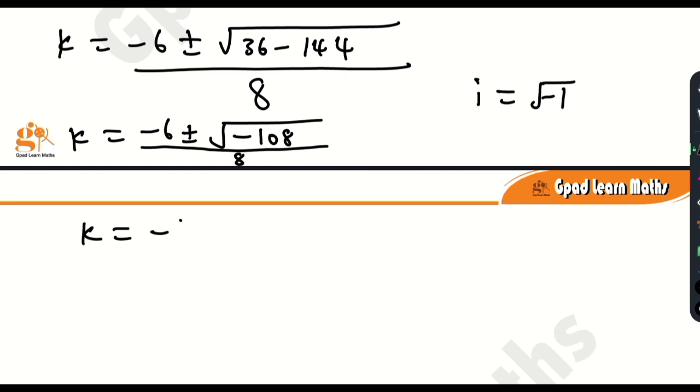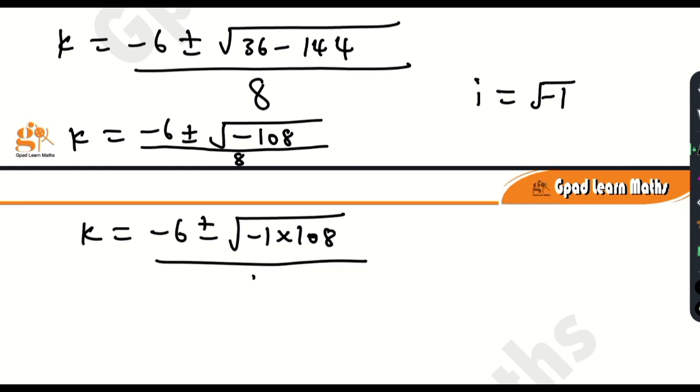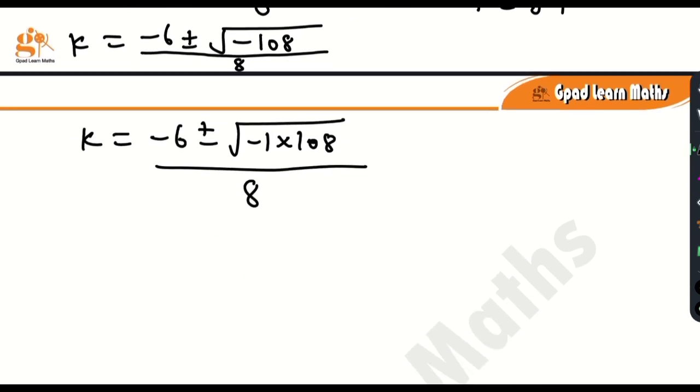So this is going to be what? Negative 6 plus or minus. I can rewrite negative 108 like this. Negative 1 times what? 108. Okay. All divided by what? 8. So let's take it a step further. k will be equal to negative 6 plus or minus, I can rewrite this as the square root of negative 1 times the square root of 108. I want to break it down to two numbers. One will be a perfect square, the other will not.